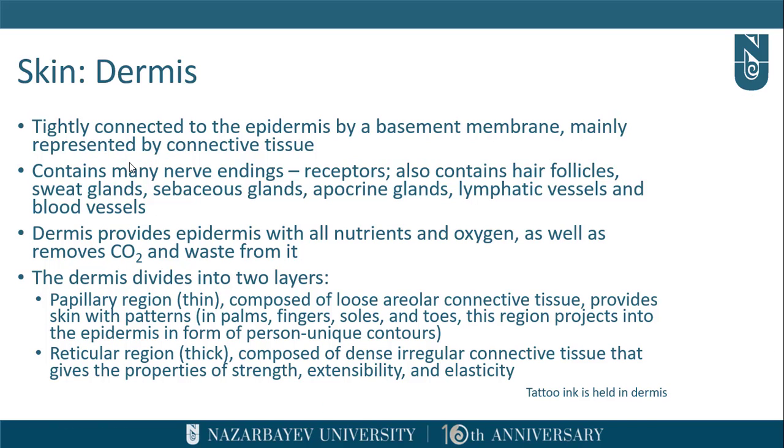So now let's move on to the second part of skin that is lying below the epidermis, and it's called the dermis. The dermis is linked to the basement membrane, which serves as a structural support, and it is represented by connective tissue. It contains all the receptors because we have a concentration of nerve endings there, and it contains hair follicles, glands for sweat production, sebaceous glands for oil production, apocrine glands for the sweat which has some odor, lymphatic vessels and blood vessels.